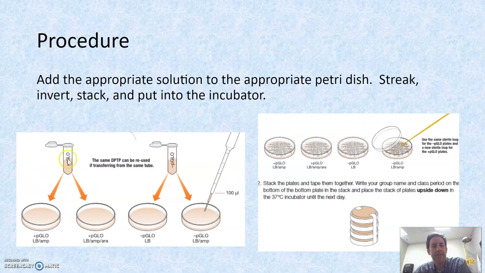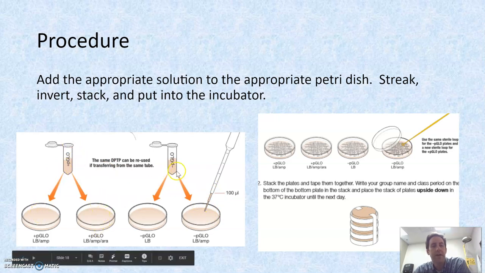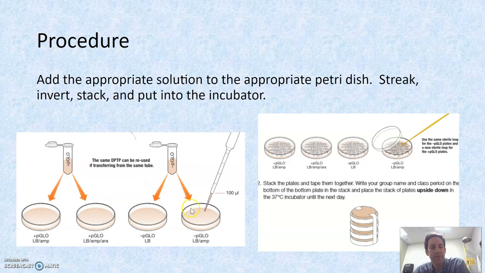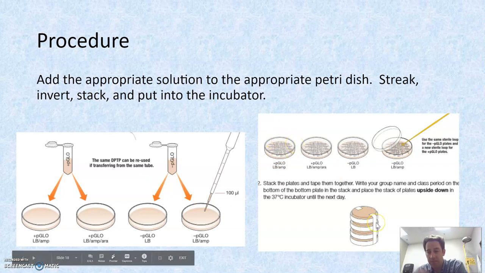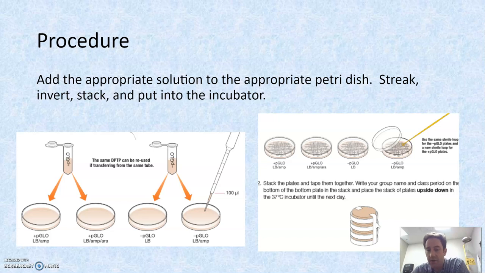Afterwards, you're going to take this solution and pull 100 microliters out of this and add it to here, another 100 microliters, add it to here, and then same with the P-glow minus, 100 microliters, 100 microliters, and then you're going to streak. You're just going to spread them across the Petri dish like that, and then you stack them up, tape them together, put your name on there, and then they sit in the incubator overnight.